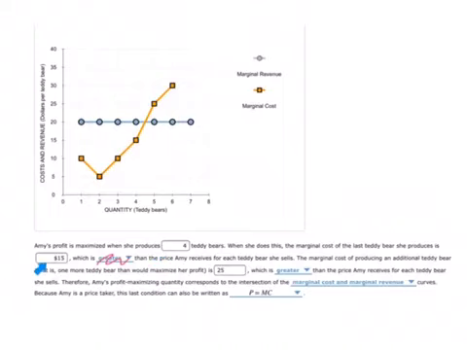So the last teddy bear costs $15, which is less than, I don't know what I was thinking when I put greater than, less than the price that she receives for each teddy bear she resells, which is $20. Okay?